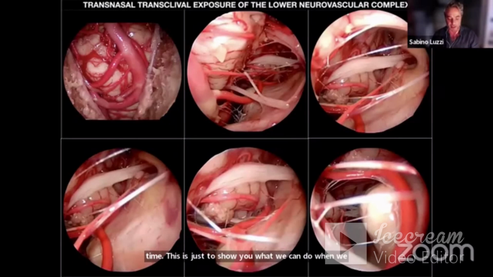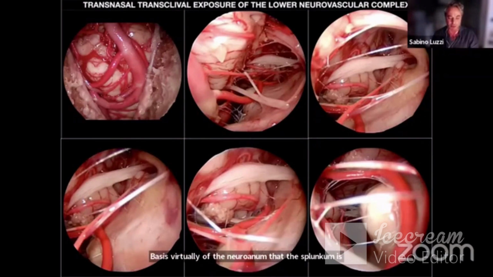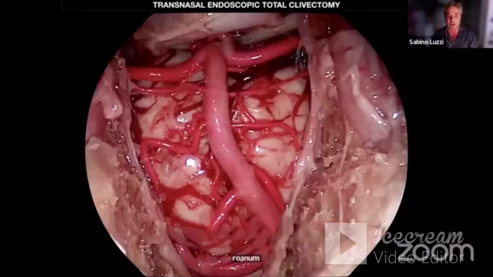This is just to show you what we can do when we approach this kind of lesion by the nose, transclival, transnasal. But we have to keep in mind very clearly what are the bony landmarks to expose this kind of structure, and perfect knowledge of the bony anatomy of the skull base, especially of the neurocranium and the splanchnocranium, is critical to tailoring the exposure and the progressive exposure of all this structure. And this is a case of total clivectomy.